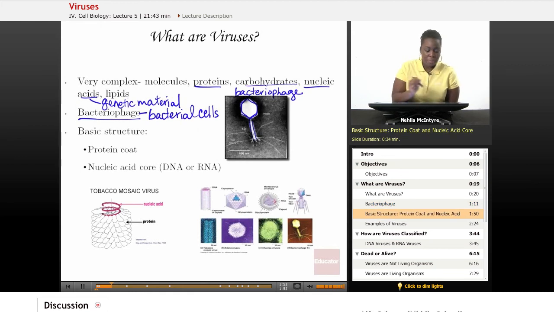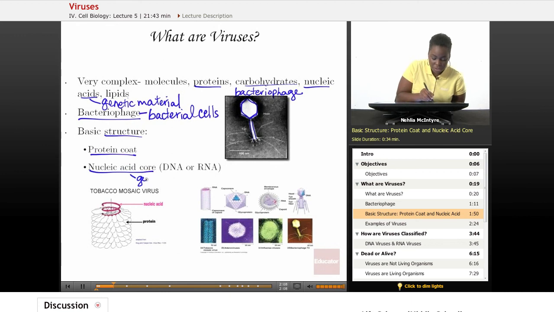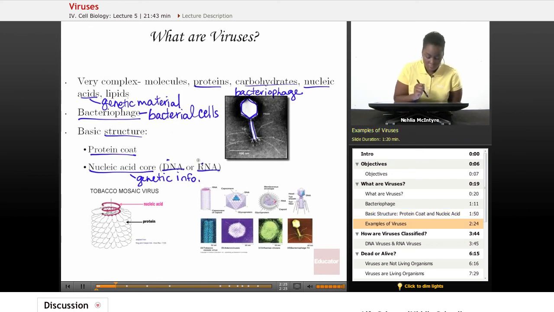Actually, the basic structure of all viruses is that they all have what we call a protein coat. That protein coat covers and protects what's inside, which is the nucleic acid core. The nucleic acid core stores the genetic information that codes for that specific type of virus. The genetic information is found on DNA or RNA, so you have viruses that either have DNA inside their core or RNA inside their core.